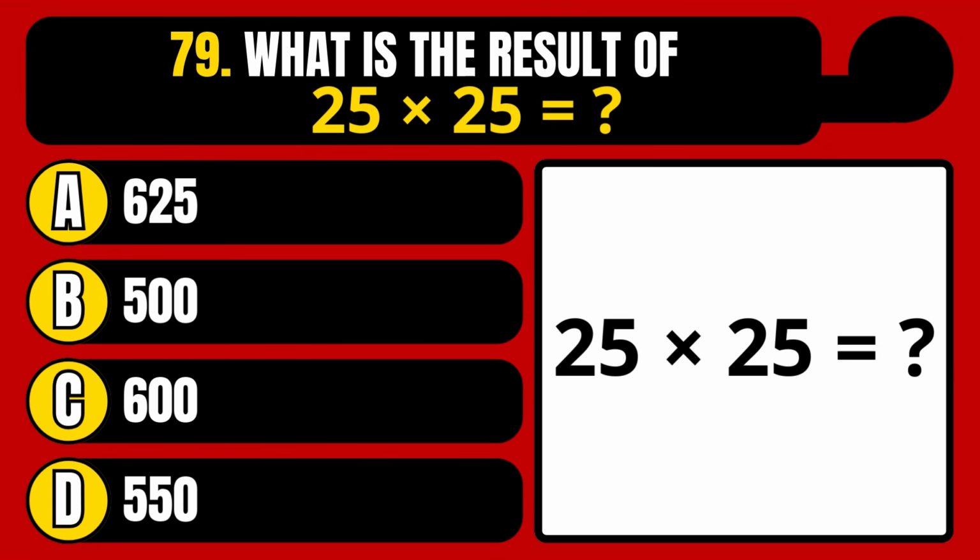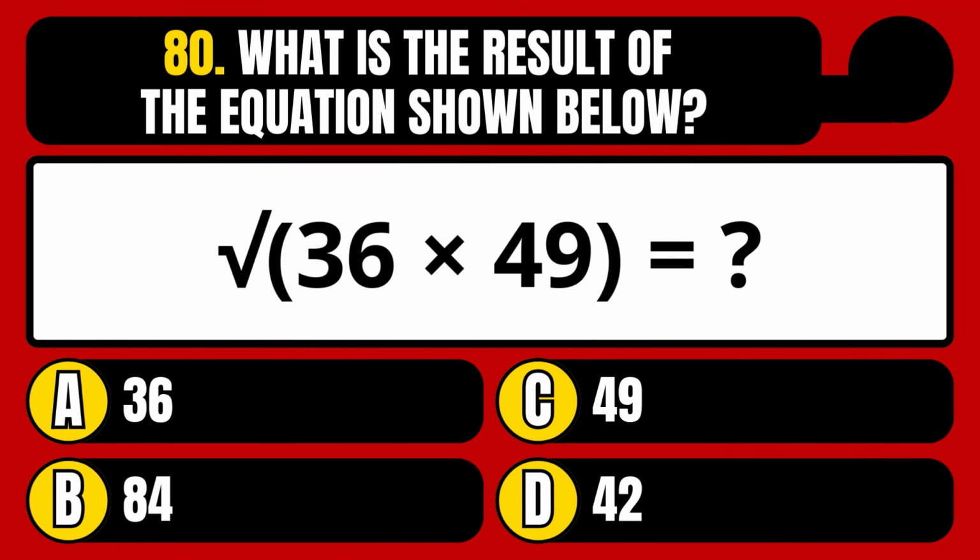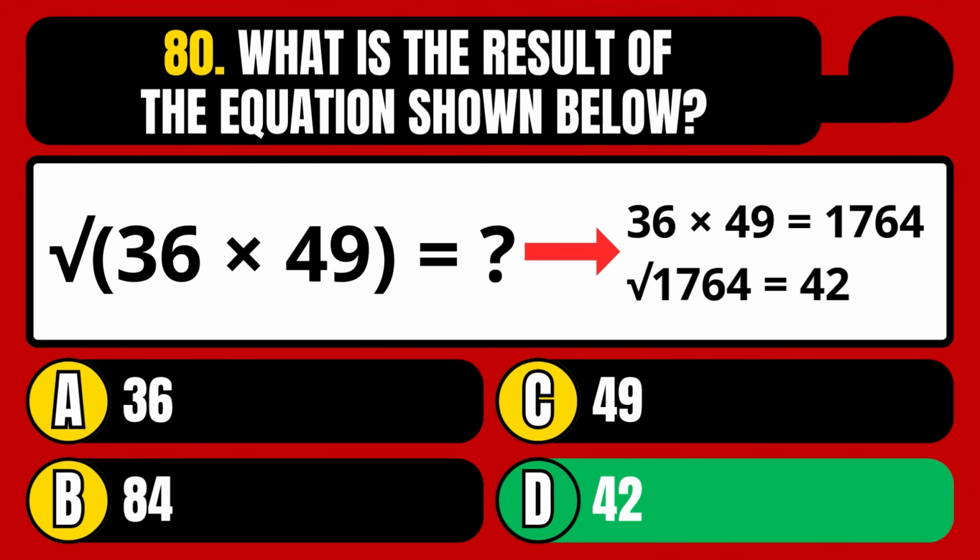625, 500, 600, or 550? The correct answer is option A, 625. What is the result of the equation shown below? 36, 84, 49, or 42? The correct answer is option D, 42.